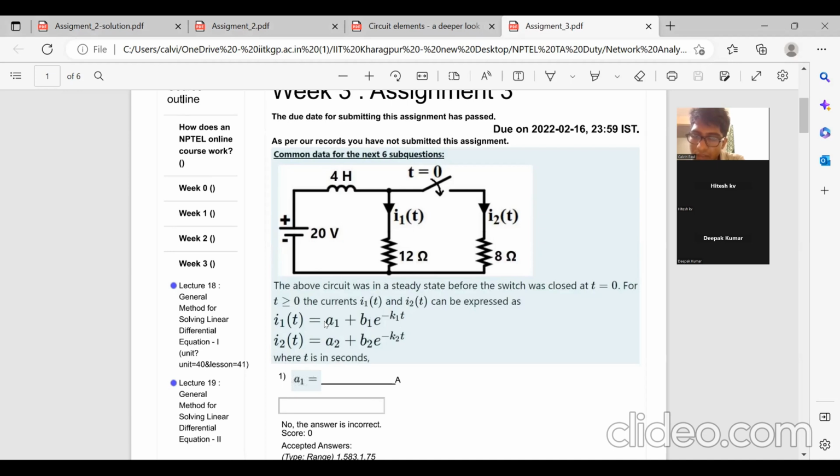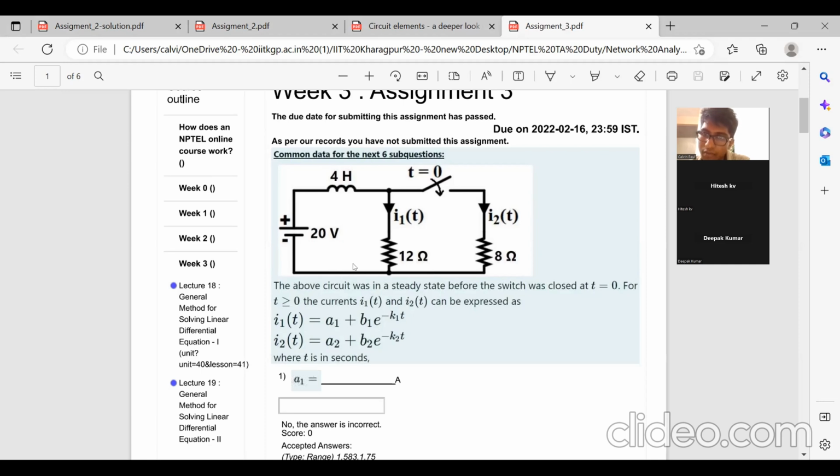Okay, that is the steady state value. So first, how I will work with this is the 12 ohm and the 8 ohm. There's this 12 ohm resistor and this 8 ohm resistor. I'll find the effective resistance, 12 and 8, the parallel effective resistance. Then we know that there's an inductor and a resistor in the circuit.